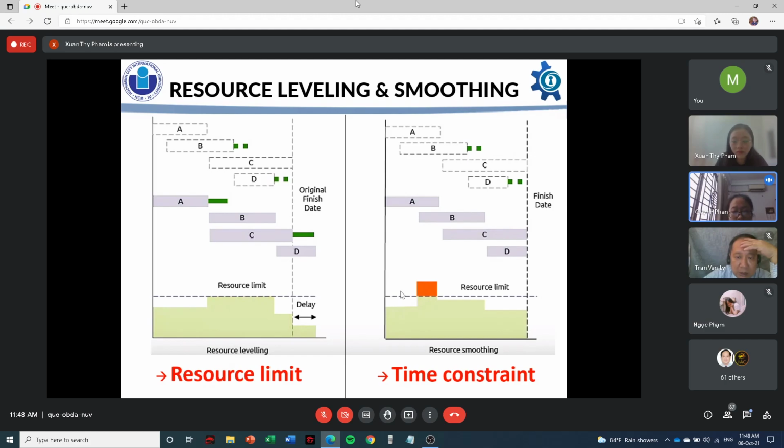It is used when the time constraint takes priority. The objective is to complete the work by the required date while avoiding peaks and troughs of resource demand. So you can see here there is no delay. All the works are finished within the original finish date.